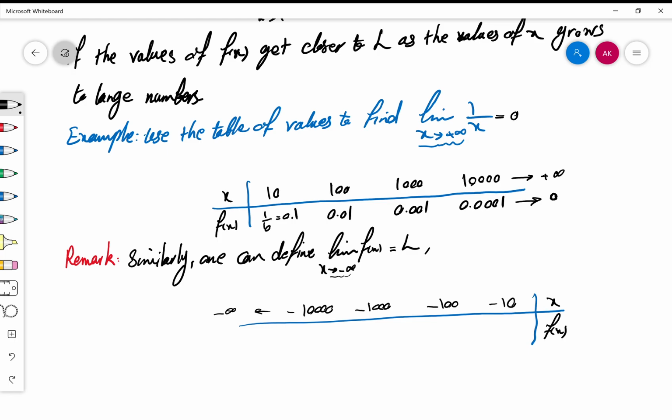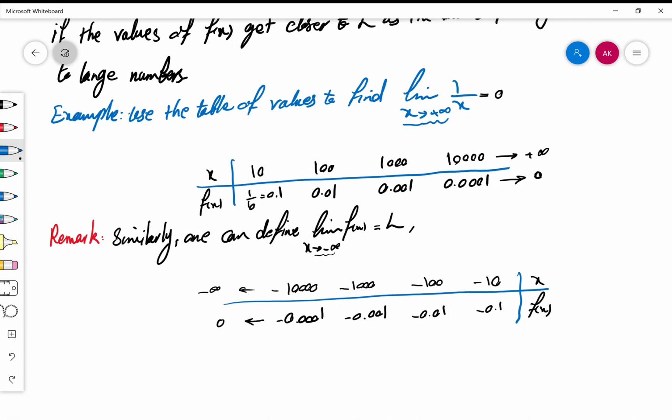And then the values of f of x: 1 over negative 10 is negative 0.1, negative 0.01, negative 0.001, and so on. So this is negative, but it gets closer and closer to 0. And that's in general the intuitive definition behind that, and this showed us that 1 over x as x goes to negative infinity is equal to 0.